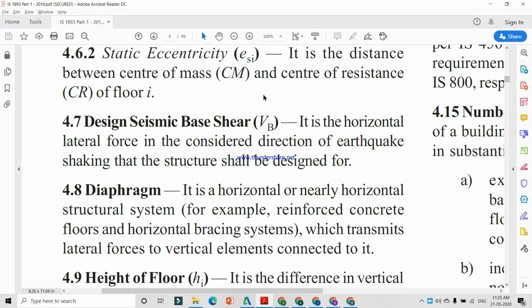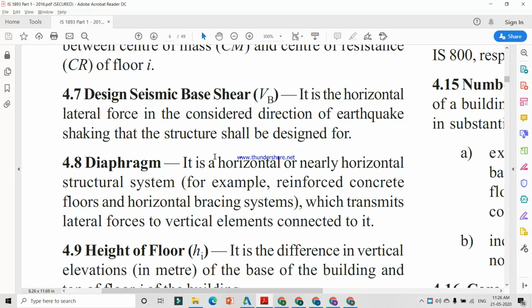The next is design seismic base shear. Here, it is the horizontal lateral force in the considered direction of the earthquake shaking for which the structure shall be designed. Design seismic base shear means the horizontal lateral force for which the building is designed. After that amount of load, if you increase the load, the structure will fail.